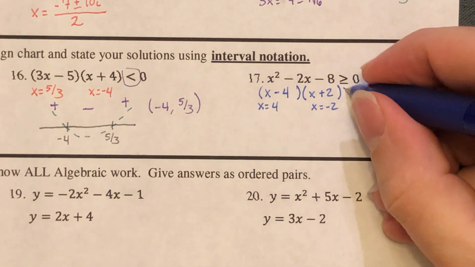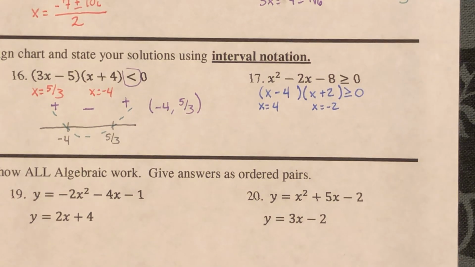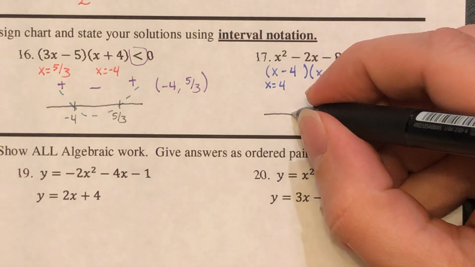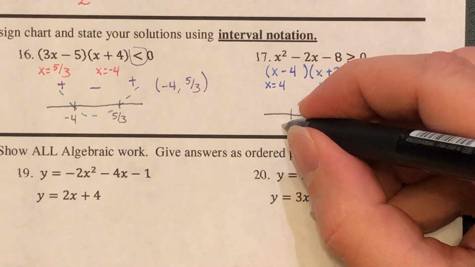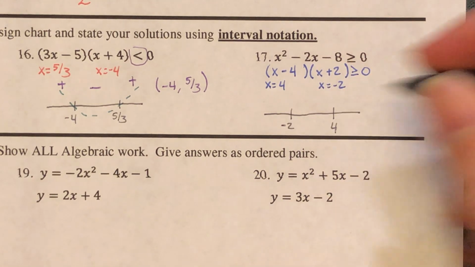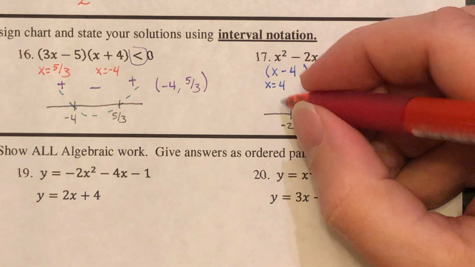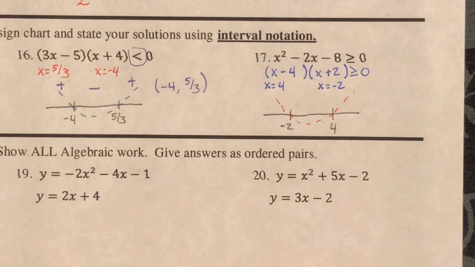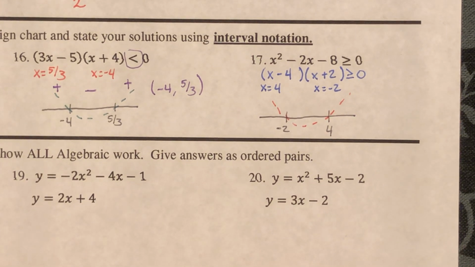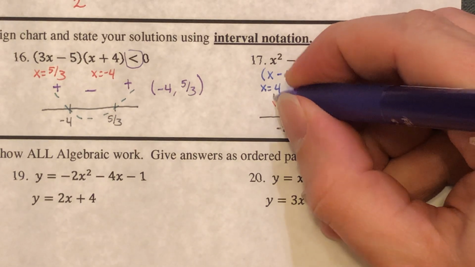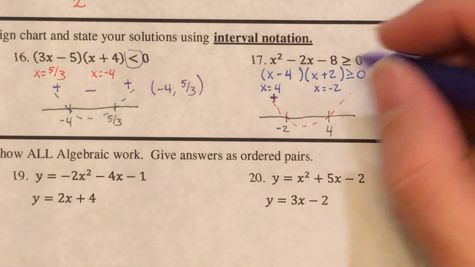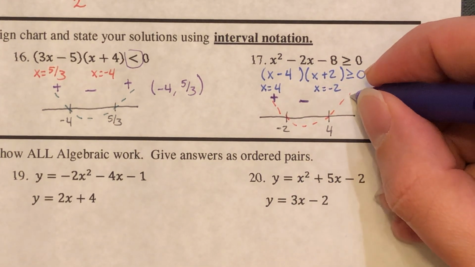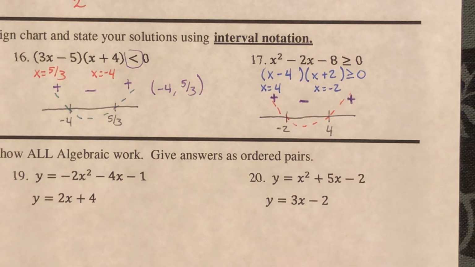So I'm going to make my sign chart. -2 comes first, and then 4. And this has a positive leading coefficient. So that would be where my graph would be. So x values less than -2 are positive. Between -2 and 4 are negative, and greater than 4 are positive.